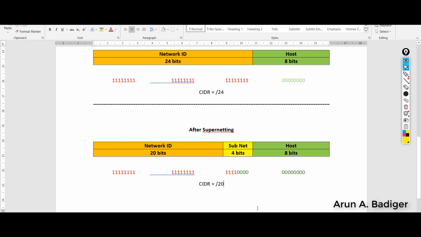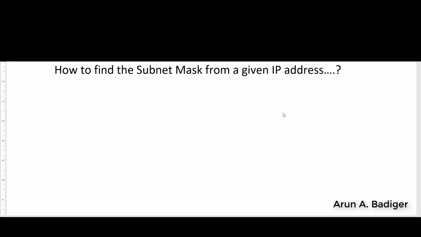Okay, by this one, the number of ones in the mask will decrease. You can see here the number of ones has decreased, right? If you want to increase, then we go for supernetting. If you want to decrease the number of ones, go for supernetting.